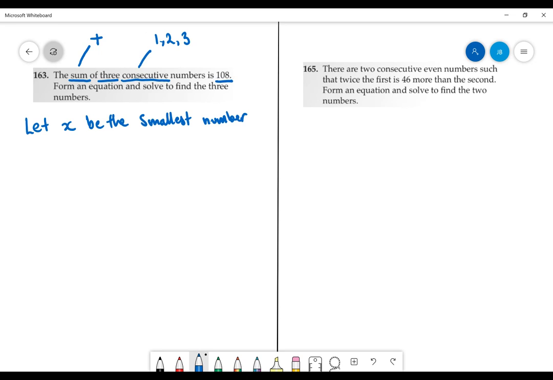So I can write all three of those in an equation like this: x plus x plus 1 plus x plus 2, and that's equal to 108. So we've actually done all the hard work. All we need to do now is simplify and then solve and finally answer our question.